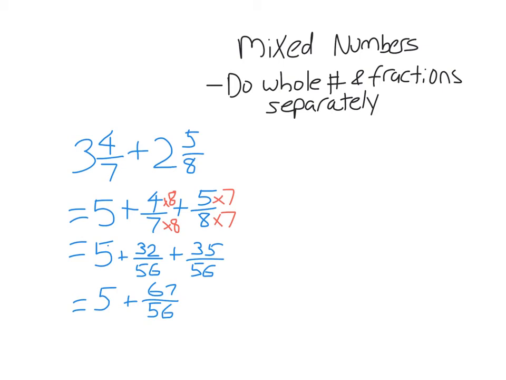So 67 over 56, we know how to turn that into a mixed number. It's 5 plus, so 56 goes into 67 once, remainder 11. So it's 1 and 11 over 56. So now 5 plus 1 and 11 over 56 is just 6 and 11 over 56. And that is my final answer.